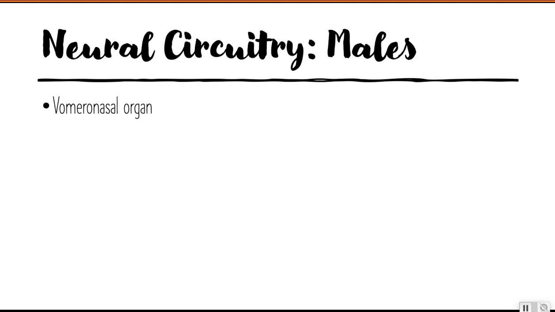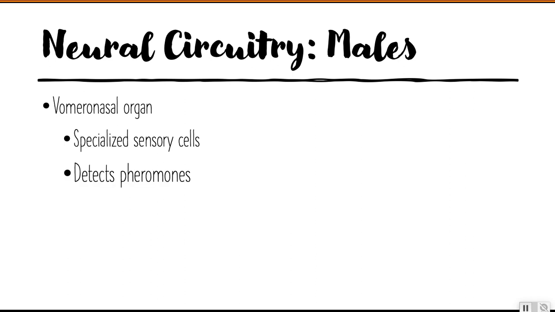Males also have a vomeronasal organ. This is a group of specialized sensory cells that are near the olfactory system, and they detect pheromones from receptive females. So not only is the male picking up information from the MPOA that is stimulating the behaviors, but there's also this vomeronasal organ that is assisting the male with detecting pheromones of the females.